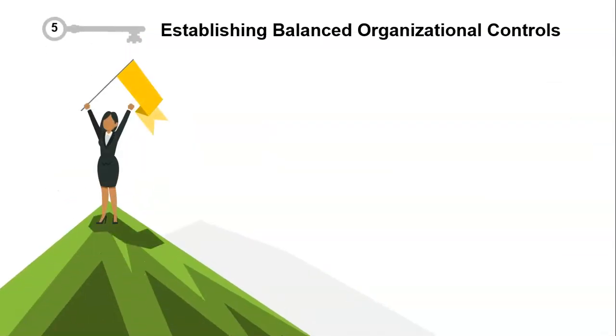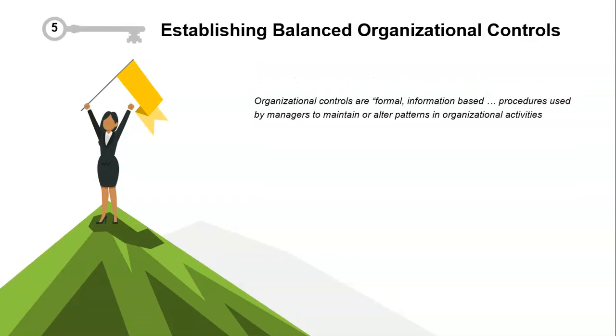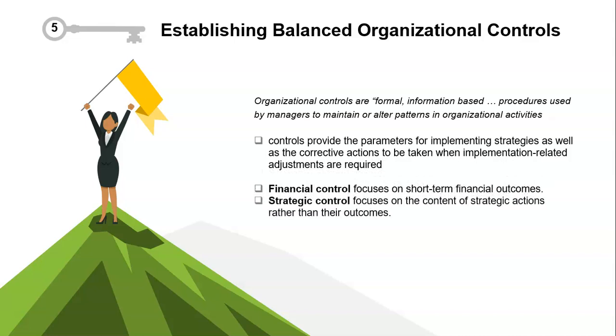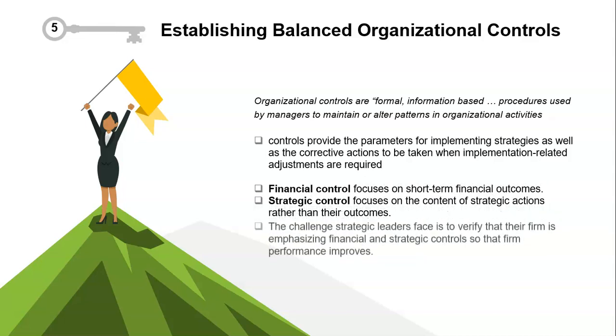The final key activity is establishing balanced organizational controls. Organizational controls are formal, information-based procedures used by managers to maintain or alter patterns in organizational activities. Controls provide the parameters for implementing strategies as well as the corrective actions to be taken when implementation-related adjustments are required. So we have financial control, which focuses on short-term financial outcomes, and we have strategic controls that focus on the content of strategic actions rather than their outcomes.